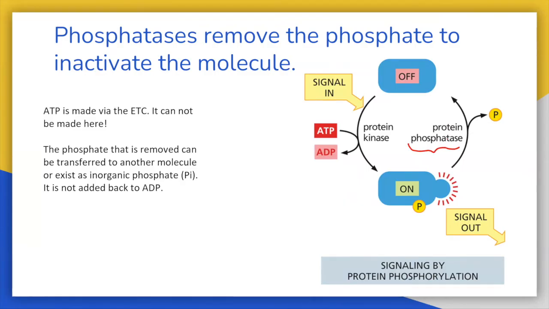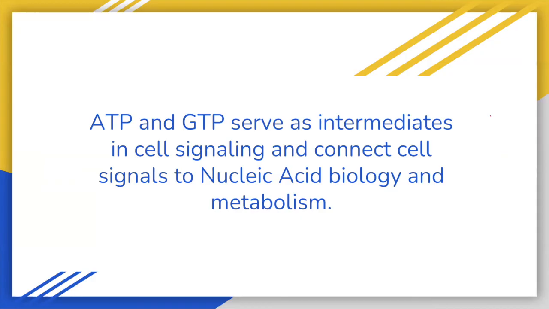And so by removing the phosphate from that blue protein, we take it from the on and active conformation back to the off conformation. And that phosphate that's removed can be transferred back to ADP, although that's really high energy and unfavored. Instead, it's probably going to exist just like this as inorganic phosphate floating around in the cell. So what we've seen here is that ATP and GTP can serve as intermediates in cell signaling by turning proteins on and off. And in doing that, they connect the cell signaling pathways to nucleic acid biology and metabolism.